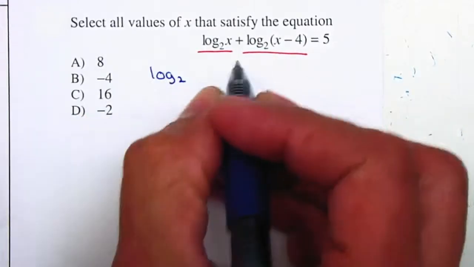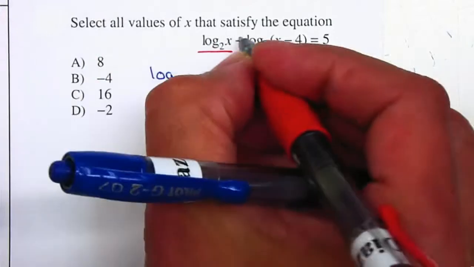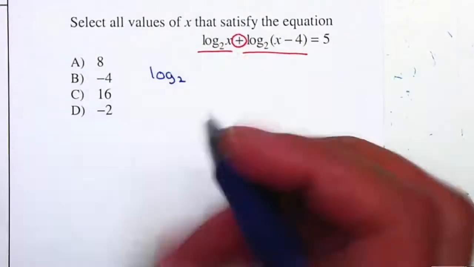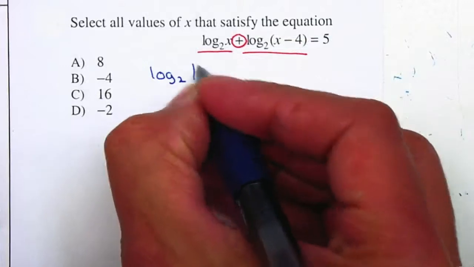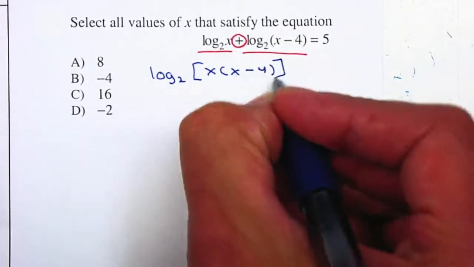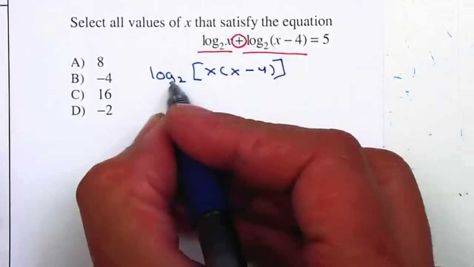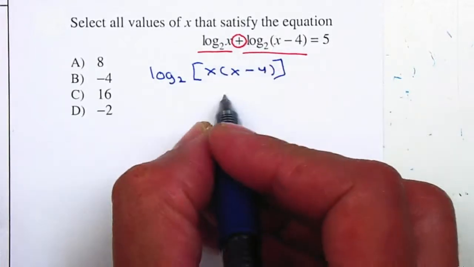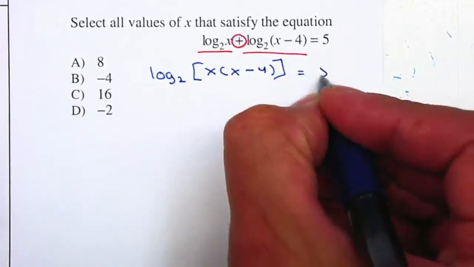log base 2, and since it's adding, the properties of logs tell us that we just need to multiply. We are going to multiply the x, multiplied by the x minus 4. So we combine both logs into one, and because it's an addition, we multiply. If there's a minus, we'll be doing a division, equal to 5.